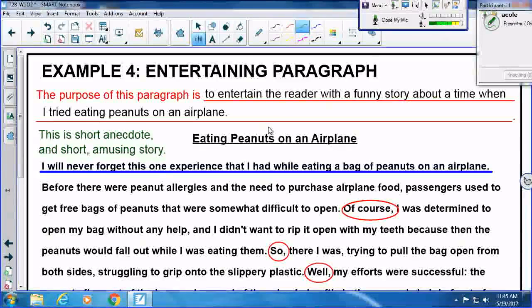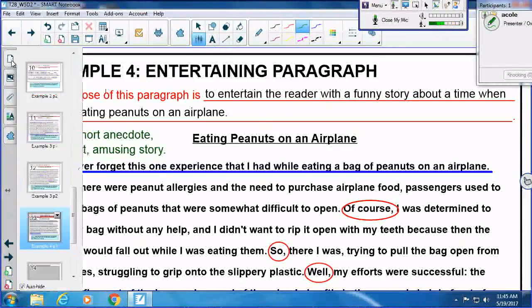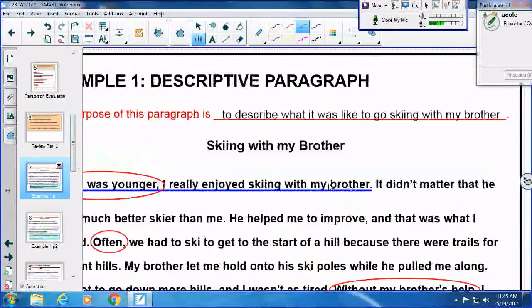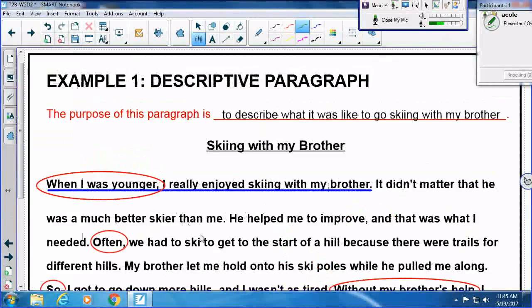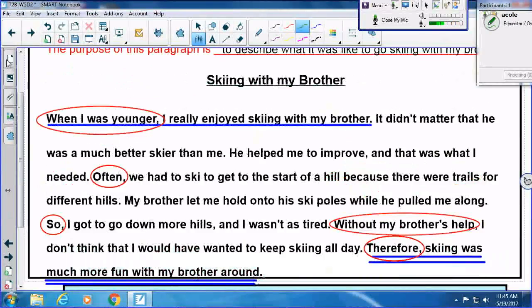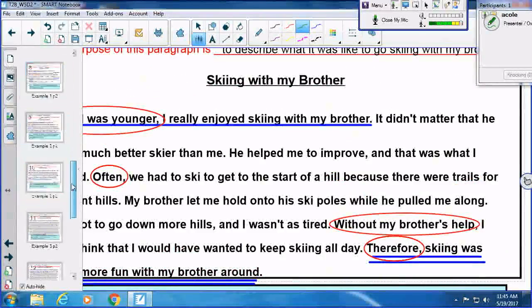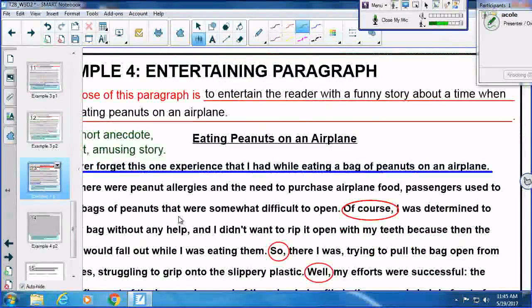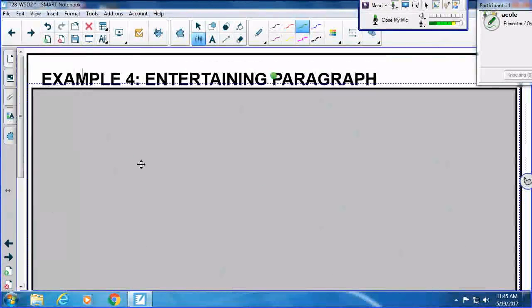And then if you were to look back at the very first one, maybe I'll just skip back to it. Skiing with my brother, right? This is a lot shorter. All right, and both of them are good, right? So I not only wanted to give you ideas, help you think of ideas for writing a paragraph, but I also wanted to show you different writing styles that you could use as well.